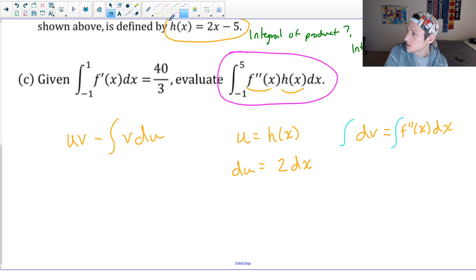Take the integral of both sides. So that's v. The antiderivative of f double prime is f prime. Okay, so these are two things I can easily work with. And actually, let me be a little more clear in what I'm doing over here, just for the sake of reminding us how this goes.